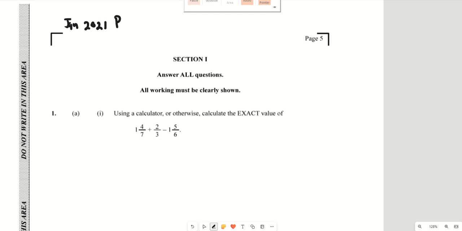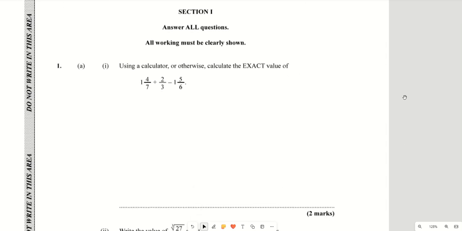2021 paper 2, number 1 question. Now number 1 is strictly, again, number theory and computation as well as consumer arithmetic. So let's look at the first question. The first question says, using a calculator or otherwise, calculate the exact value of.